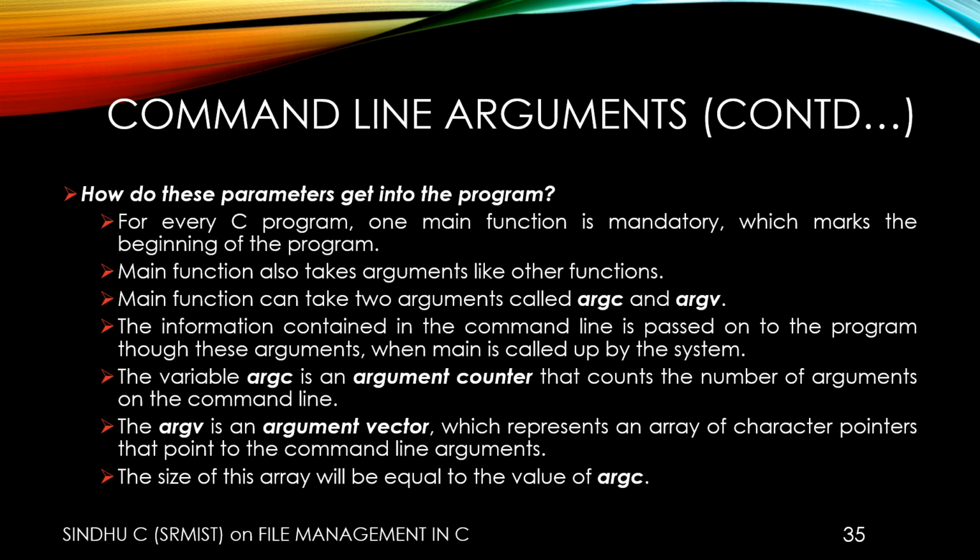The variable argc is an argument counter that counts the number of arguments on the command line, and argv is an argument vector which represents an array of character pointers that points to the command line arguments. The size of this array will be equal to the value of argc, which is the argument counter.